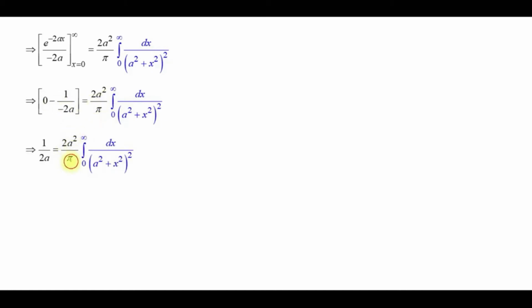Now bring this term into this side. So reciprocaling, 2a, pi into 1 is pi, 2a square into 2a, 2 into 2 is 4, a into a square equals a cube. So pi divided by 4a cube equals the integral from 0 to infinity of dx divided by a square plus x square, the whole square. So this is the second deduction.